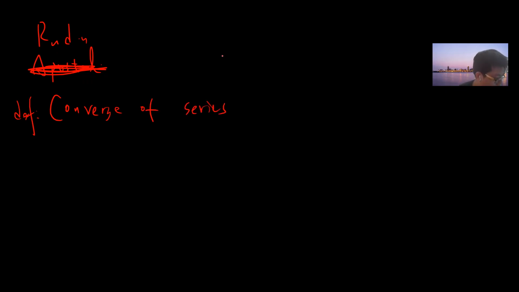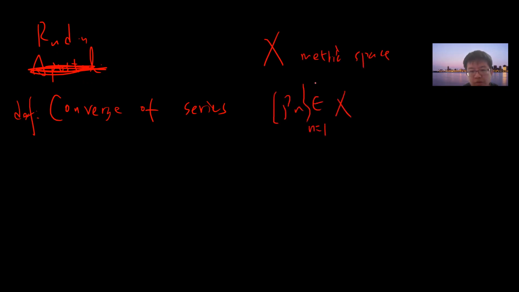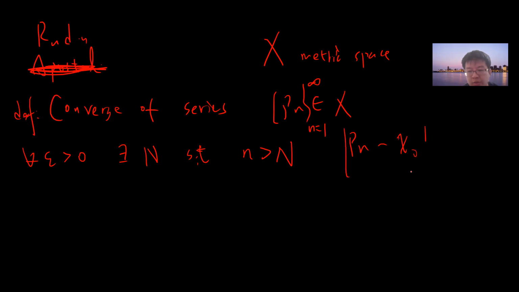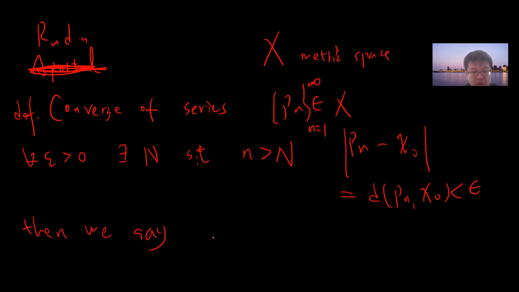So the definition is that we start from a metric space X, and we take a sequence Pn, n from 1 to infinity, where each Pn is inside X. For epsilon greater than 0, there is an integer N such that when small n is greater than N, we have the distance between Pn and some point x0, the absolute value or somehow people use a distance, less than epsilon, and we say the Pn converge to x0.